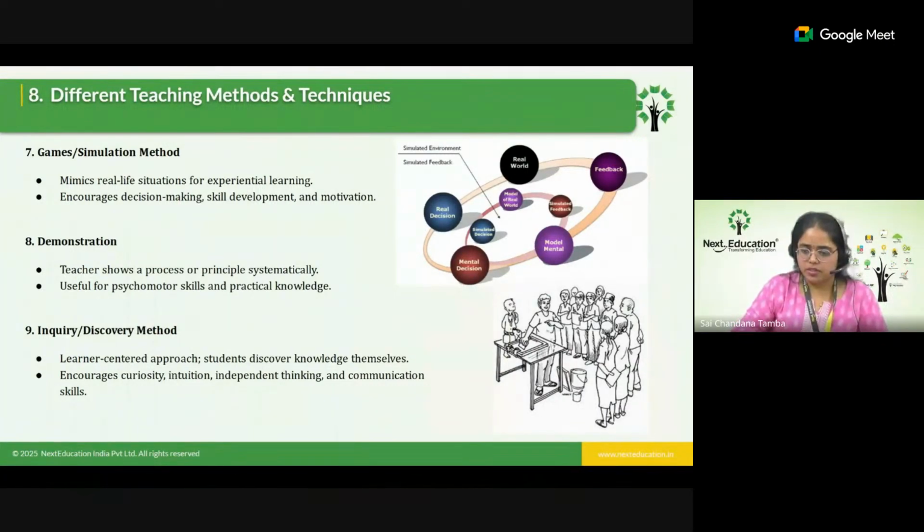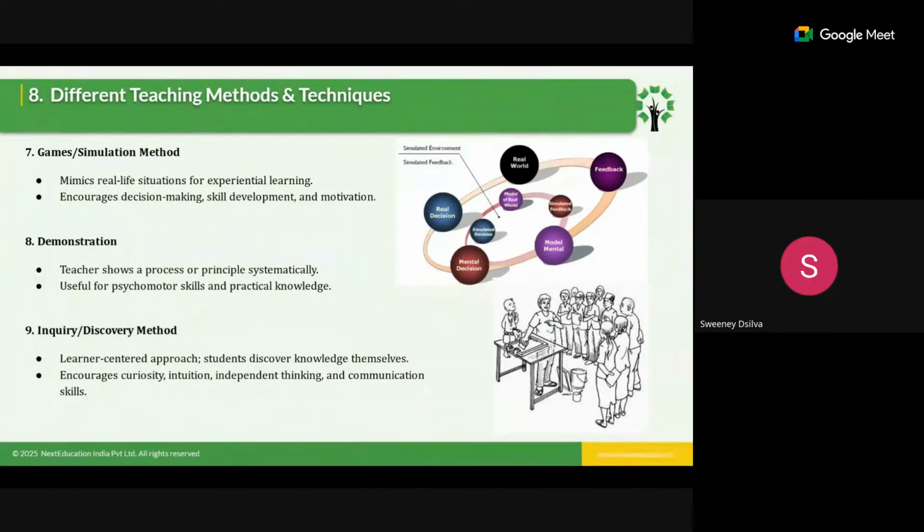Next is demonstration. So when does demonstration come into picture? When do you implement demonstration as a teaching method in class? When we have to show experiments to the students, at that time we do some activities, demonstrating experiments in front of them. Basically, it is showing the process to be followed. Any process we have to explain, basically experiential teaching, it is used.